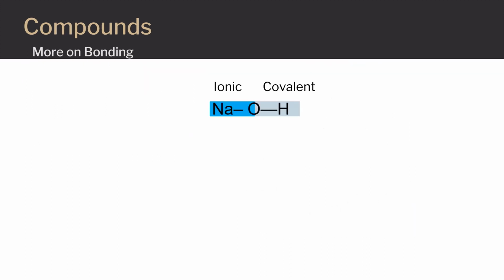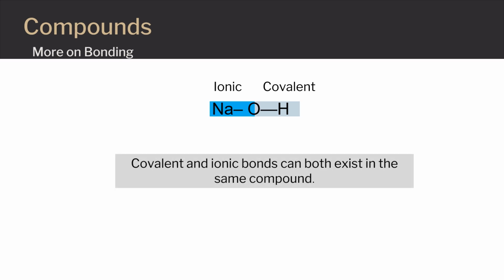As previously mentioned, compounds can be held together by ionic or covalent bonds, but not exclusively by just one or the other. For example, sodium hydroxide is a compound that has both ionic and covalent bonds. The sodium atom shares an ionic bond with the oxygen atom, which in turn is covalently bonded to the hydrogen atom.